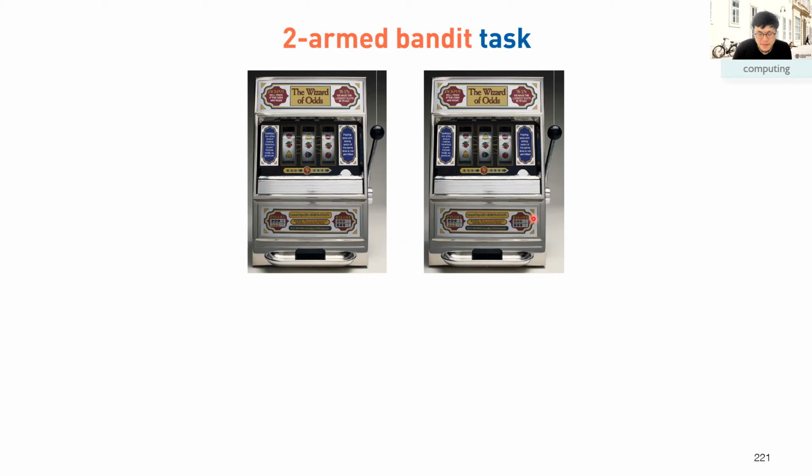Let's say between the two machines, one of them is better and the other one is worse. You know that one is better and one is worse, but you don't know which is which. Better means a higher reward probability, worse means the reward probability is low. The only action you can take to figure out which is better is to play: pull the lever and see what outcome or consequence you observe.